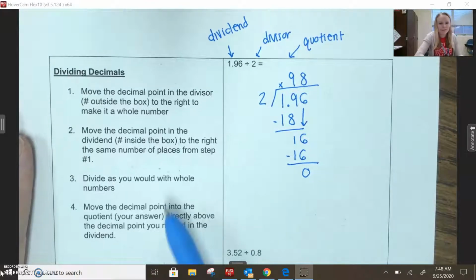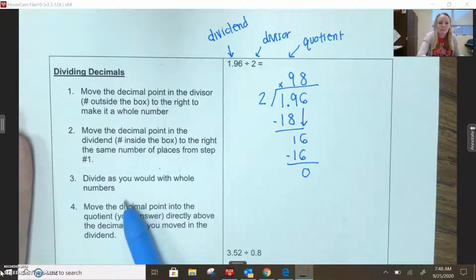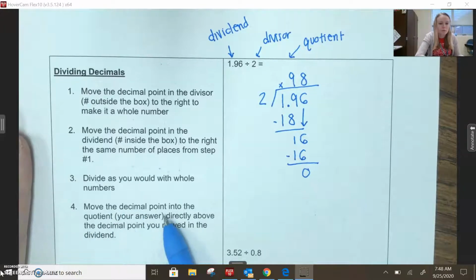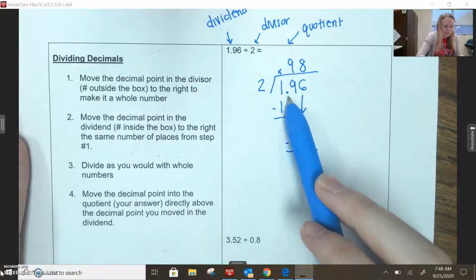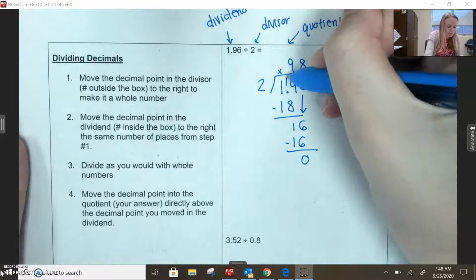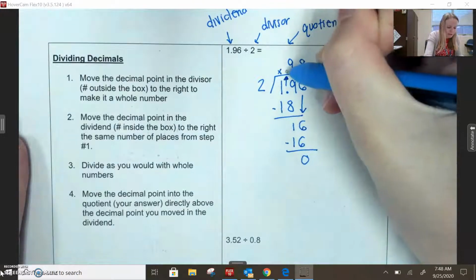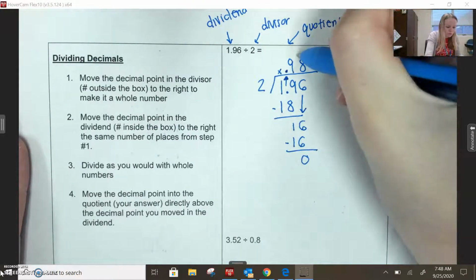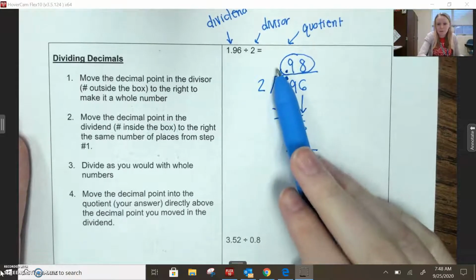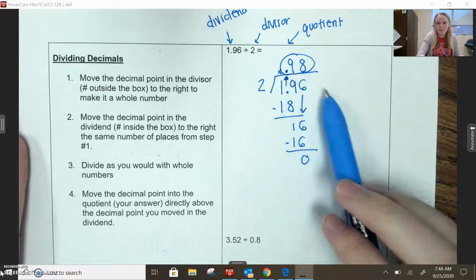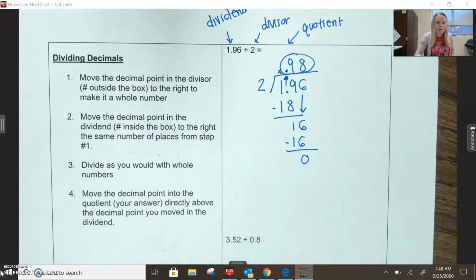But not really. The last step when we're dividing with decimals is we have to move the decimal point into the quotient. It's similar to adding and subtracting. You just move it into the same spot that it was in to your answer. So your final answer will be 0.98, or you could say 0.98 if you had a 0 there. It's the same thing.